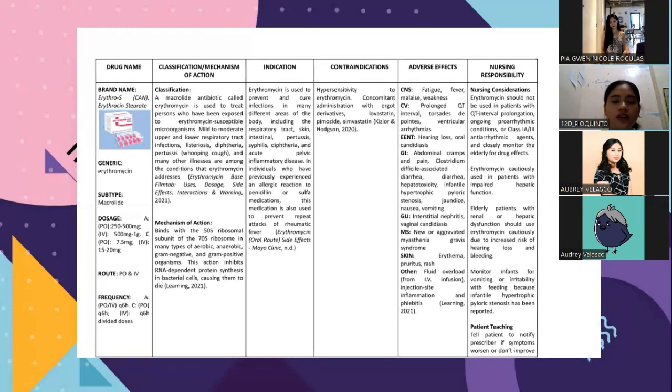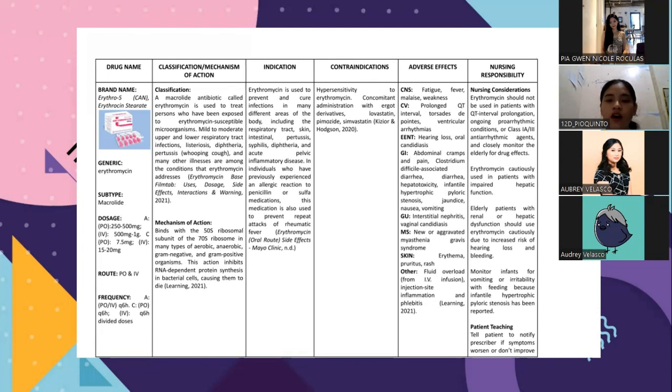So the next subtype is the macrolide, and the brand names are Erythrocin and Erythrocin Stearate. The generic of this is erythromycin. Dosage for adults: oral dosage range is 250 to 500 milligrams. Intravenous dosage ranges from 500 milligrams to 1 gram. Administered via both oral and intravenous routes. For children, oral dosage is 7.5 milligrams and intravenous dosage ranges from 15 to 20 milligrams.